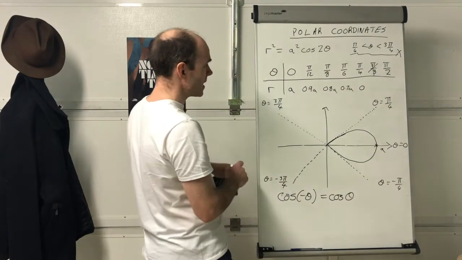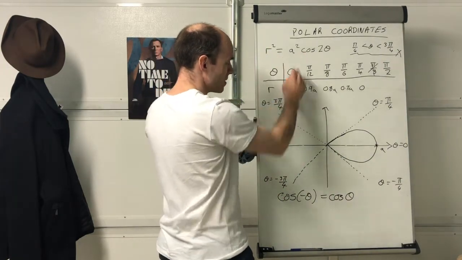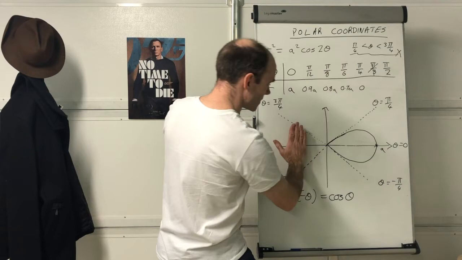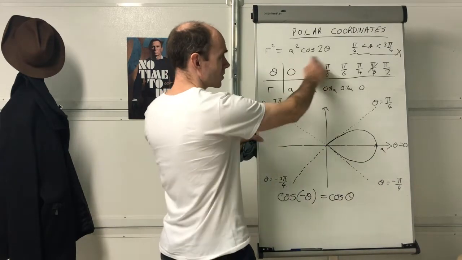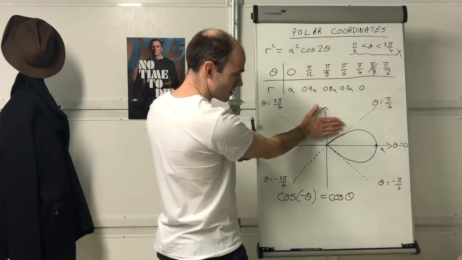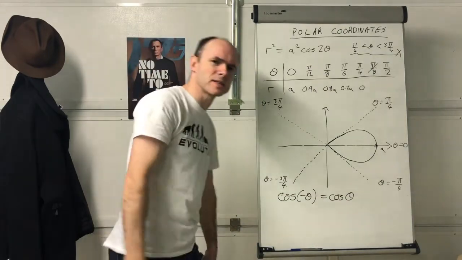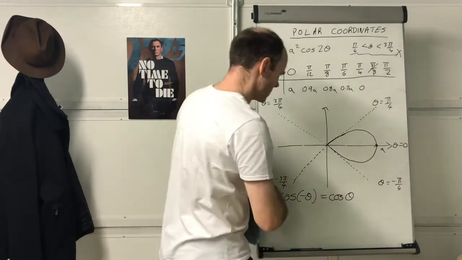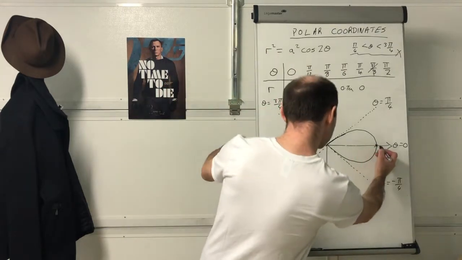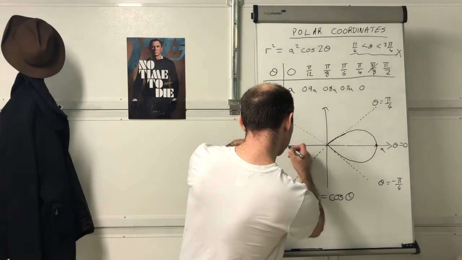So what I'm saying is that the r squared bit means that this is going to be reflected there, and the fact you've got cos 2 theta means that all of this is going to be reflected there. So there's two lines of symmetry to it. Does that make sense? I kind of hope it made sense. As I was talking about it, I was thinking, does that make sense?